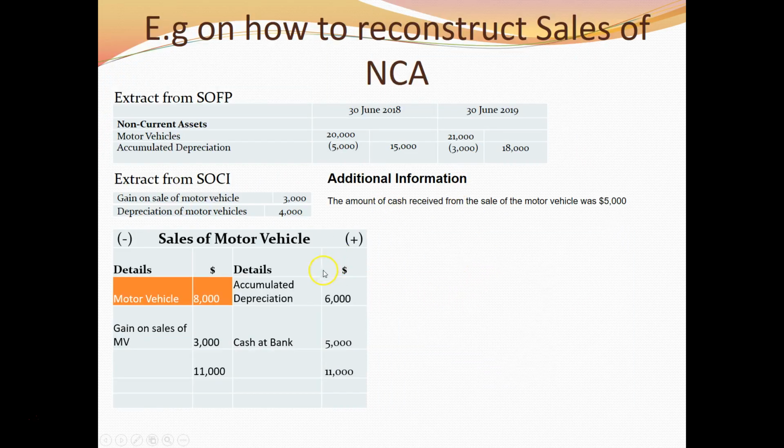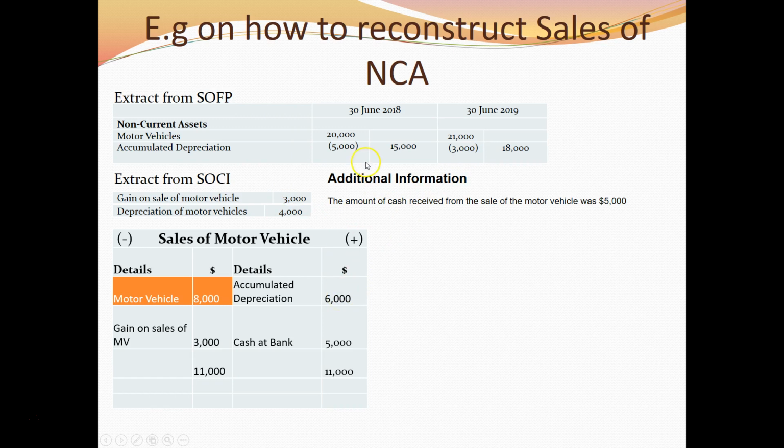Okay, so basically we need to open our accumulated depreciation account. Okay, so the 5,000 depreciation opening balance has to be added with the depreciation for the whole year, 4,000. So 5,000 plus 4,000 is 9,000. But at the end, we only have 3,000 of accumulated depreciation. So the accumulated depreciation that got removed is 5,000 plus 4,000 minus 3,000, which is 6,000.